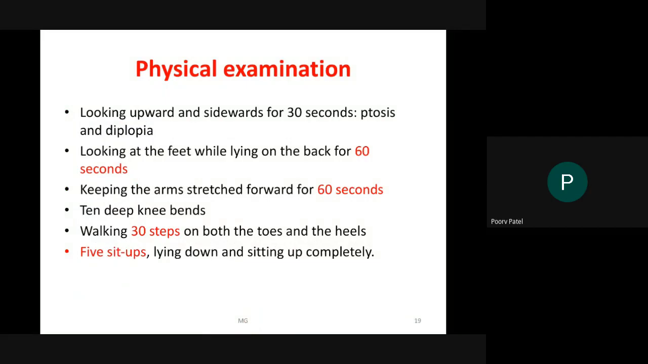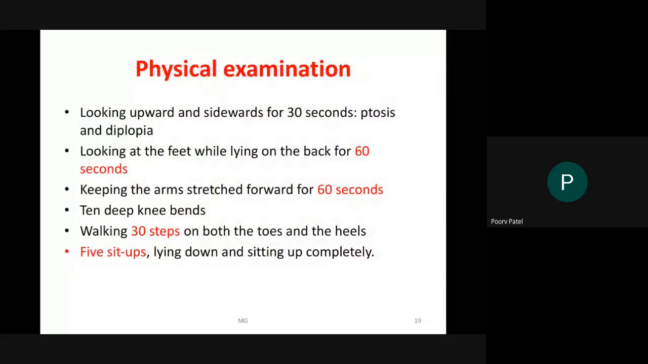Physically, now the patient is coming to you, neurophysician or physical therapist. How will you test? First, looking upward and sideways for 30 seconds, you check for ptosis and diplopia. You ask the patient to look at a specific point for 30 seconds. As we know, eye muscles are involved first and can be severely involved. The patient will not be able to maintain it, or you will be able to see ptosis, and the patient will complain of diplopia. So three things you have to observe while the patient is looking upward or sideways.